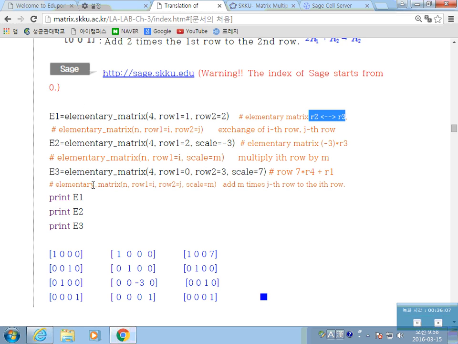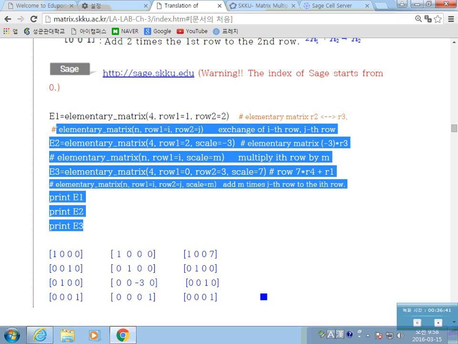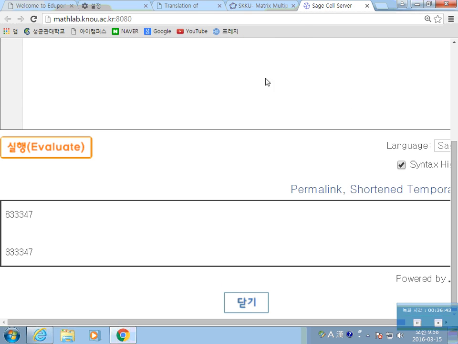Because of the counting. In computational language, the first entry starts from 0: 0, 1, 2, 3, 4. So when you choose the first one, it's going to be number 3. When you say 2, it means the third one, from 0, 1, 2, like that. That's the way. If you practice this, then you will see.